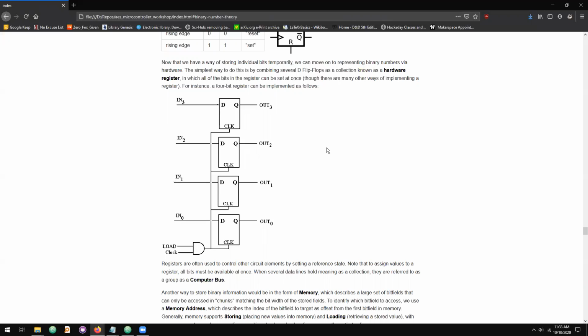A quick note: when we have a collection of input lines to a system like this, and all of these input lines are related, generally we talk about this as something called a computer bus. If I shorten that, it's just a bus. A bus is a collection of data lines that all collectively mean something when they're together.